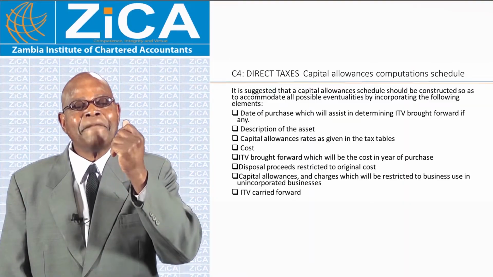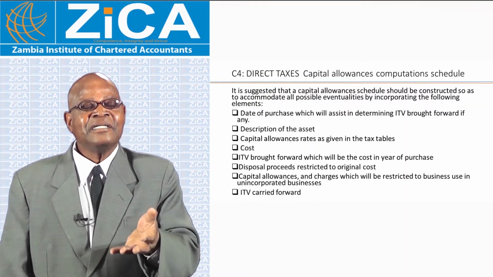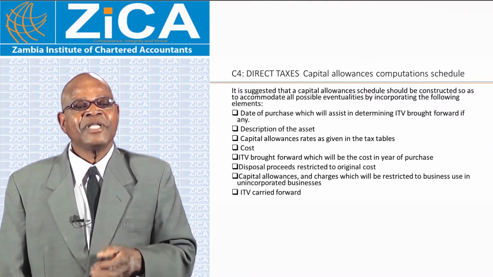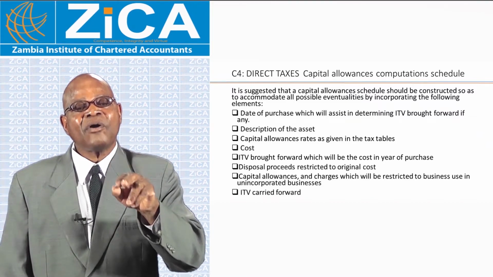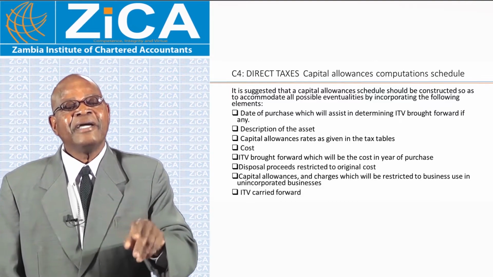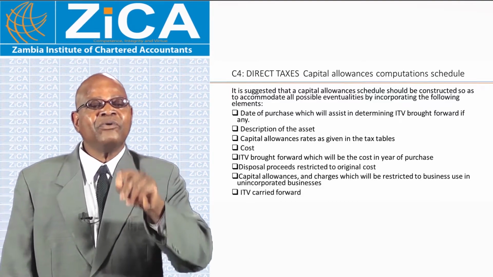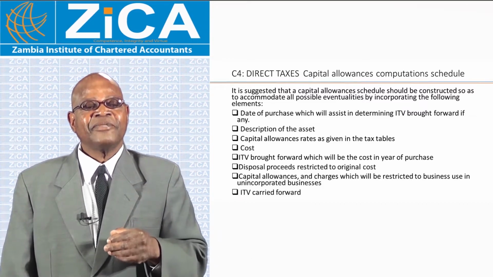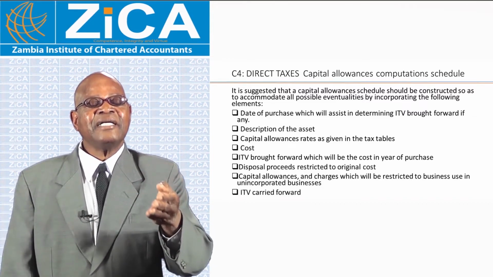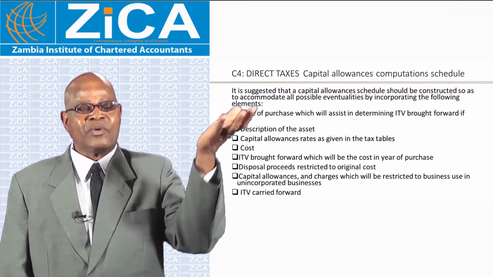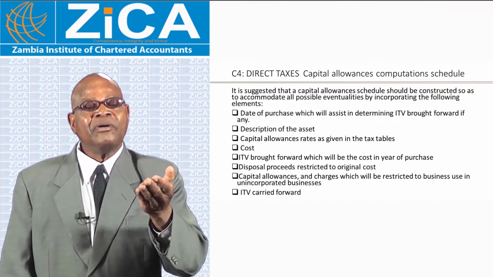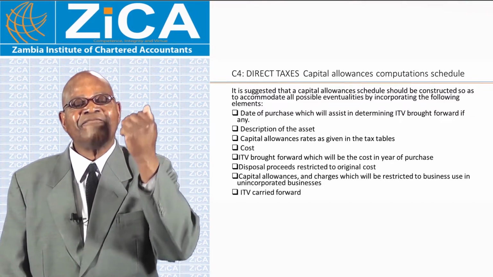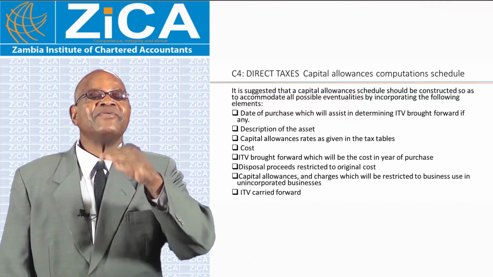So it's a question of picking the capital allowance rates which suit the description of the asset that you've got in front of you. And because these capital allowances are always calculated on cost, the next item that you must show on your capital allowances computation schedule is the cost. And then, of course, if this asset was bought sometime backwards, you need to show the amount of income tax value that is still available to you, if there's any.